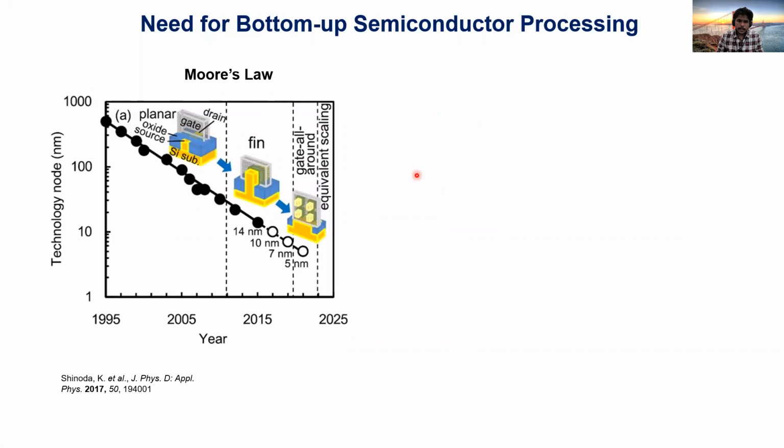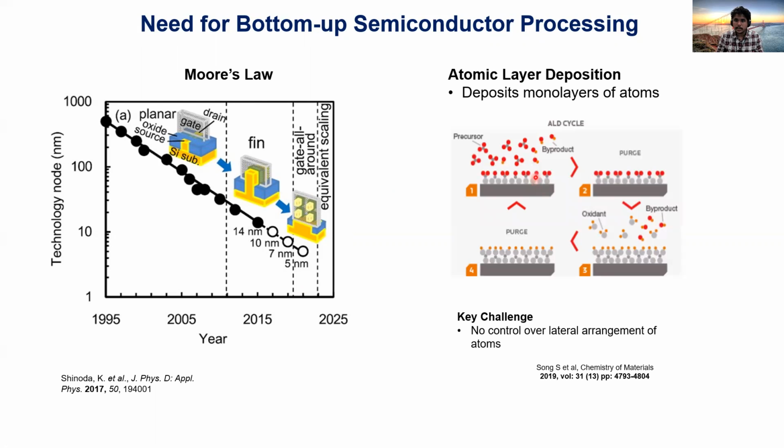As you all know, the size of the electronic components and devices have been decreasing over the past few decades and has come down to around 5 nanometers in 2020. In order to manufacture or fabricate such devices, atomic layer deposition process, which deposits monolayers of atoms, is used. Atomic layer deposition process consists of two half cycles, where the first step is the precursor step, followed by the oxidation and co-reactant exposure, which removes the ligands from the surface, depositing the required material. The key challenge with ALD is that it has no control over the lateral arrangement of atoms.